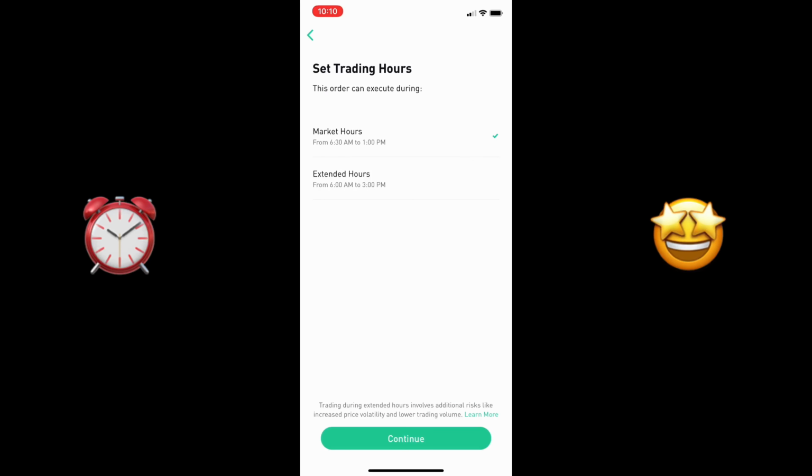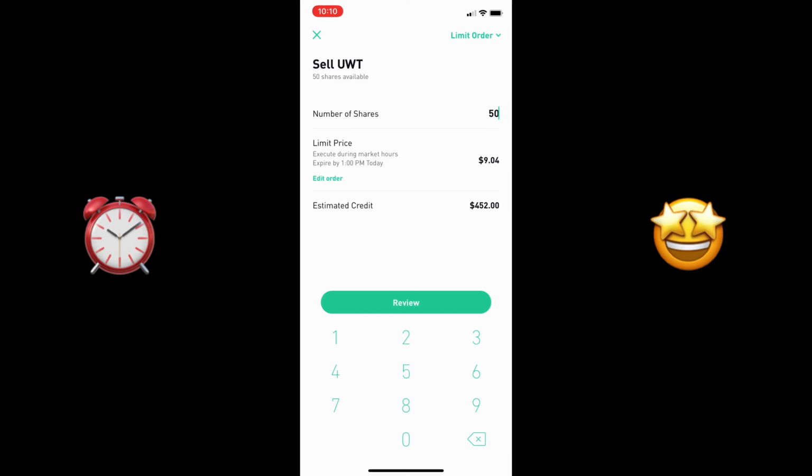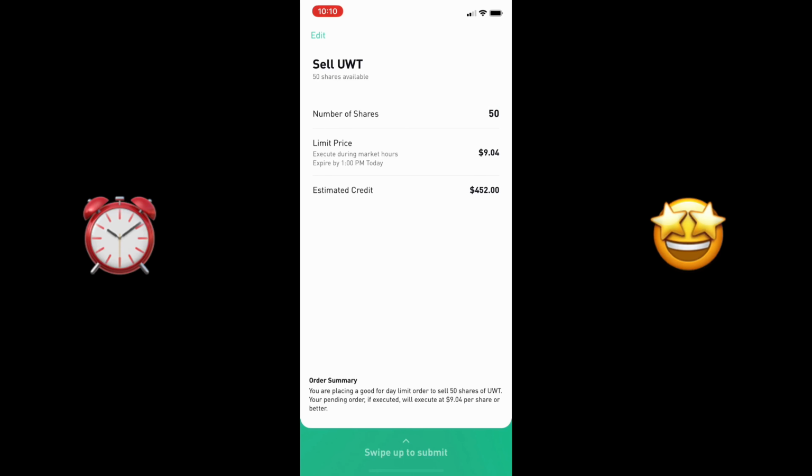$9.04 seems like a good sale price for me, as that is a little over 20 cents in profit per share. Once again, I'm going to click market hours, and now I'm going to review my order and swipe up to send the order to the stock market.